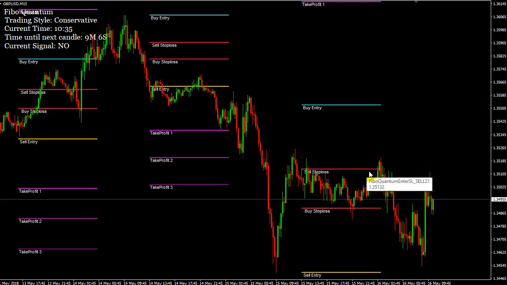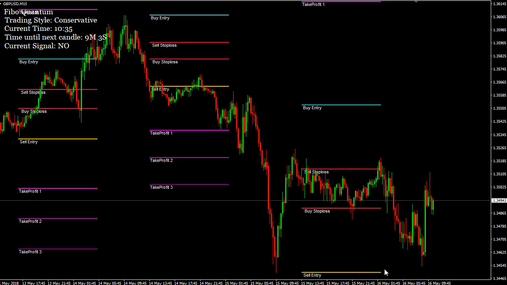Over here, we have a sell stop loss, buy stop loss. None of these trades would have triggered over here. So there's no trade here.